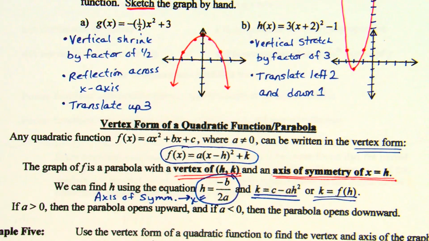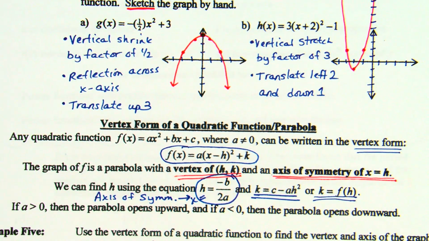And then last kind of reminder, a being that number out front, if a is greater than 0, so in other words, if a is positive, we know our parabola will open up. If a is less than 0, in other words, if a is negative, then that means our parabola opens down. And we talked about that yesterday when we had some negatives that reflected and all of that. Okay, so a couple of examples of what we're going to be using this information with.